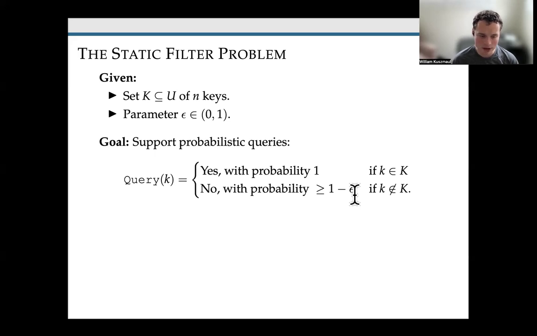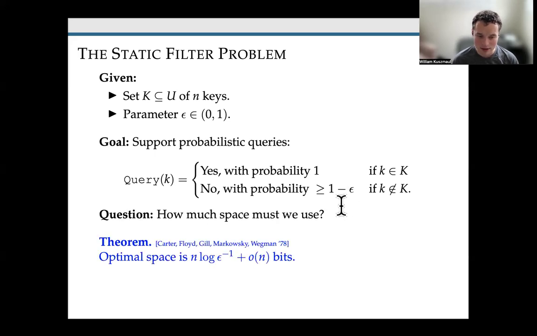So those are the types of queries that we want to support. And the basic question you might ask is how much space must such a data structure use? There's a famous result from the late 70s saying that here you can use a really pretty impressively small amount of space. In fact, the optimal space is of the form n log epsilon inverse plus little o of n.